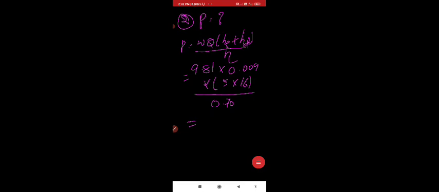Calculate it, you will get the answer here. So that is equal, if you calculate it, you will get the answer is 2.648 kilowatt. Okay, this is the solution of the given problem. I hope all of you understood this.